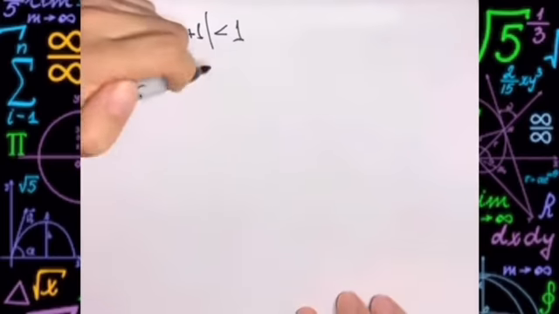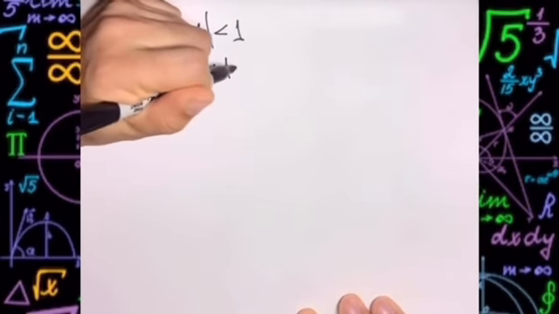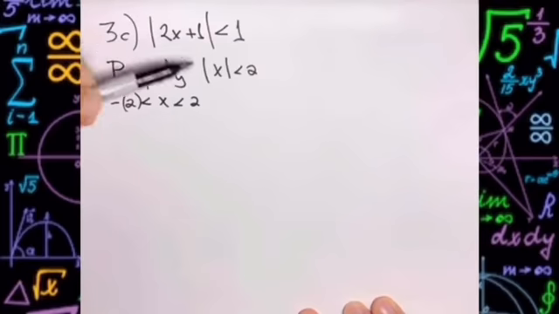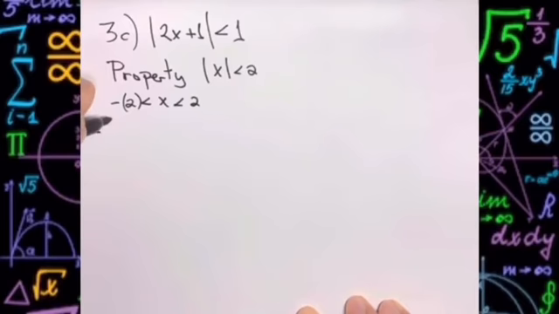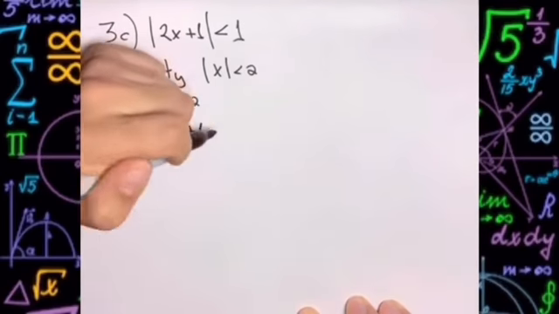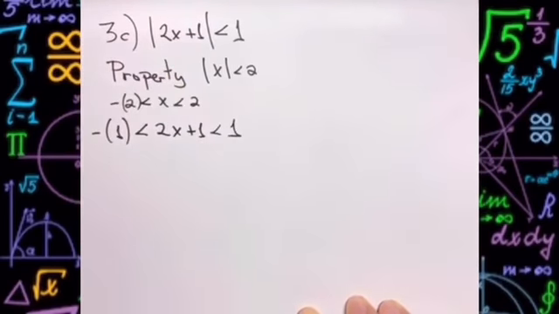In this case, the one that applies for less than, which means absolute value of x less than a, a constant, is going to be equivalent to minus a less than x less than a. Remember, 1 is represented by a, and whatever you have inside the absolute value bars is going to be represented by the x. So in this case, we have minus 1 less than 2x plus 1 less than 1.